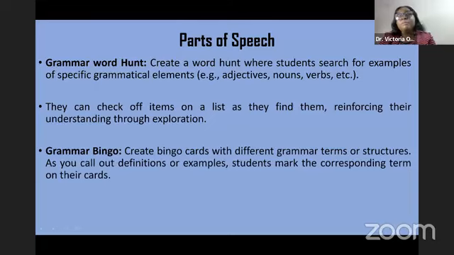So we can use grammar bingo. In fact, in most countries, grammar bingo has been tried and tested to teach different grammatical terms. So we can create bingo cards with different grammatical names. And as you call the definition, the student marks the corresponding item. So if you mention, it names a person, it names an animal, then the student will tick. So he knows that, oh, you are describing this.